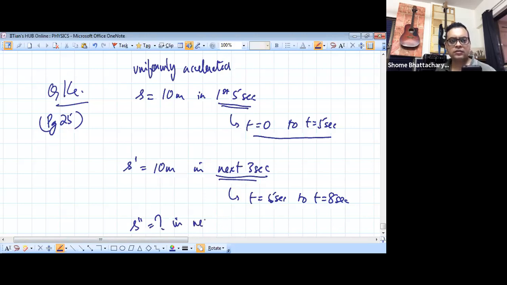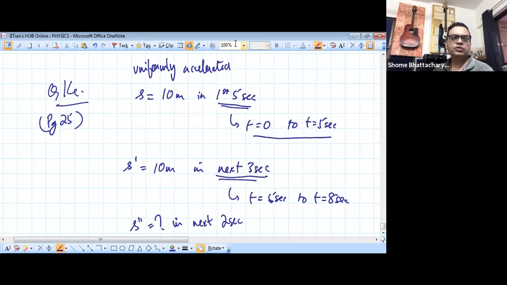Next, 2 seconds. You'll understand distance and displacement are the same here, because it's motion along a straight line with positive acceleration, because it's covering the same distance in less time. So that means the speed is increasing, so there's no chance of the direction reversing.